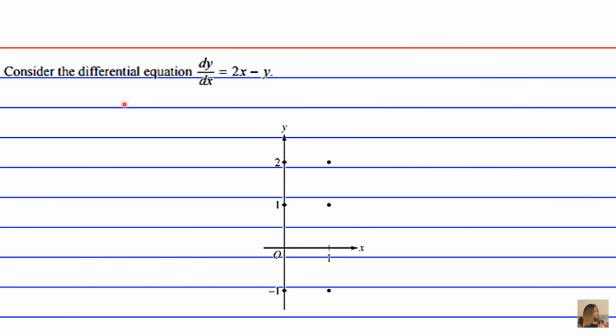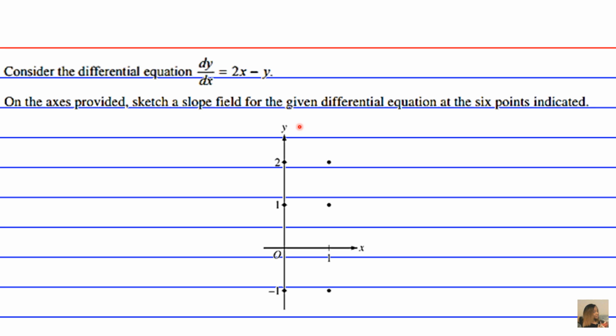Consider the differential equation dy/dx equals 2x minus y. On the axes provided here, sketch a slope field for the given differential equation at the 6 points indicated. Okay, so I'll give you a moment to copy down these axes and the indicated points and then sketch your slope field.